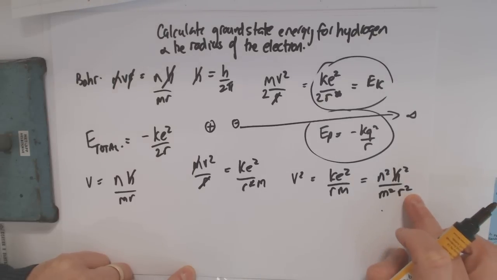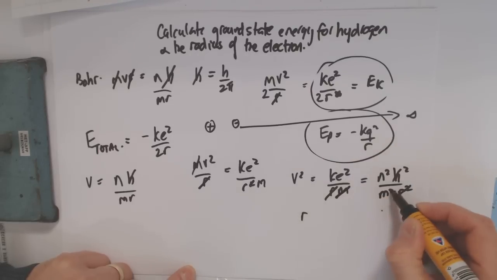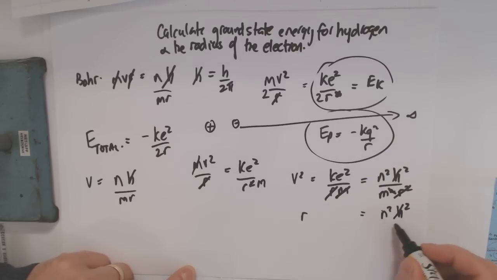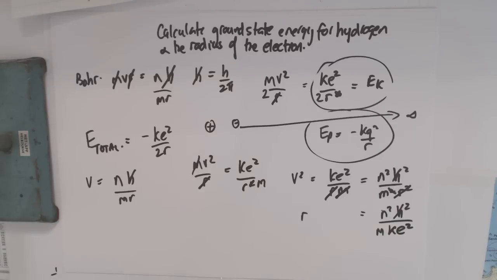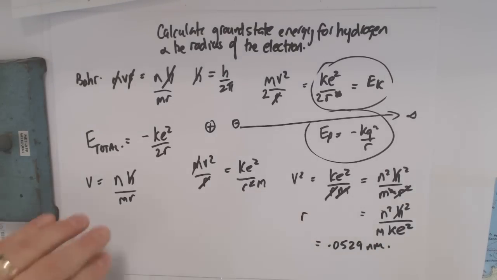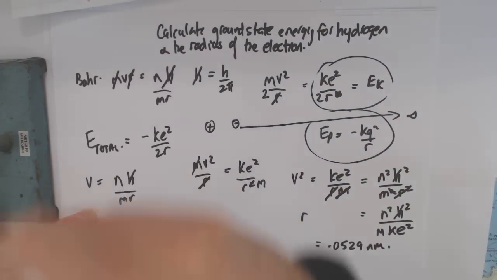So I think what we need to do is bring our r's up here, and so we end up with an r up there, that one having cancelled. We can cancel the m on that side, so we've got n squared h-bar squared on the top there. We've still got an m on the bottom, and we've got a ke squared. And that should be our formula for r. Now, if we plug in all the numbers, we're going to end up with 0.0529 nanometers. So pretty small, but we've got a radius. It's really cool. And we did that just by using fundamentally Bohr's idea and the centripetal force.